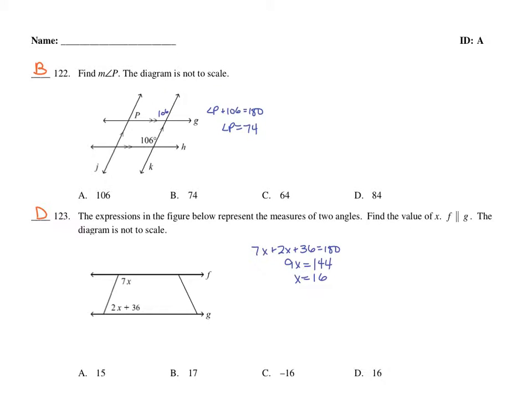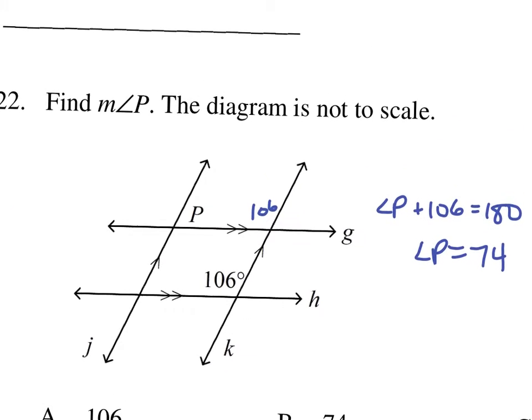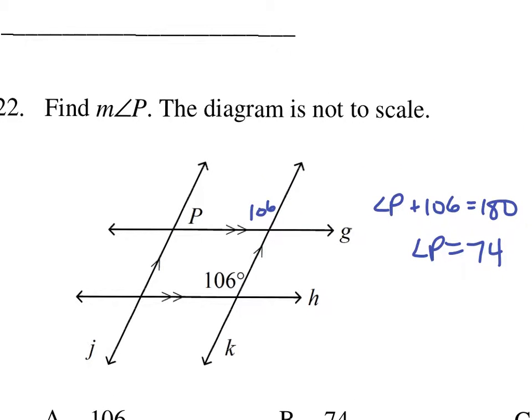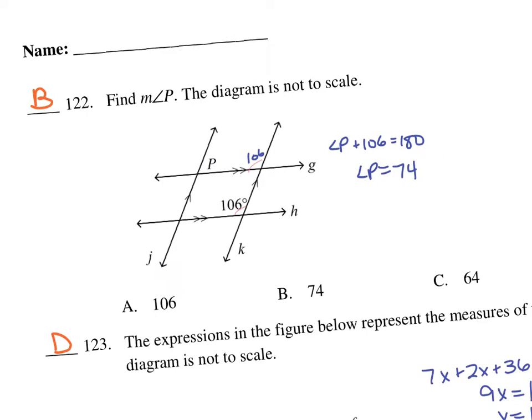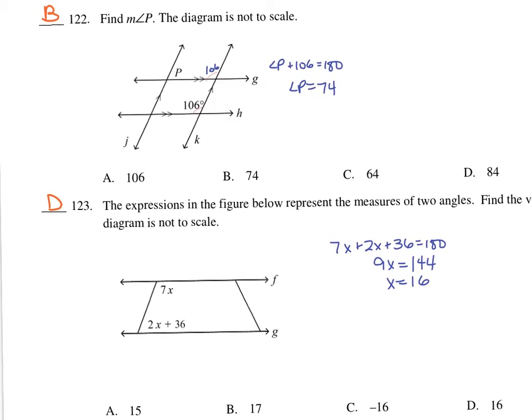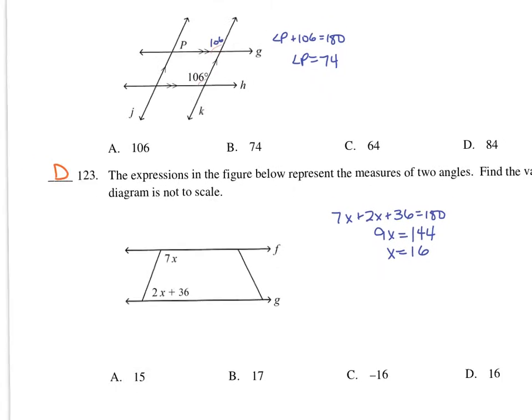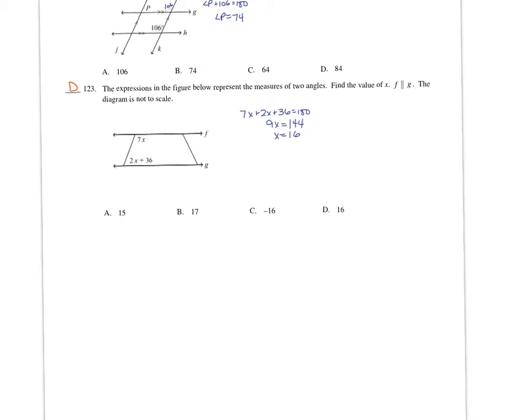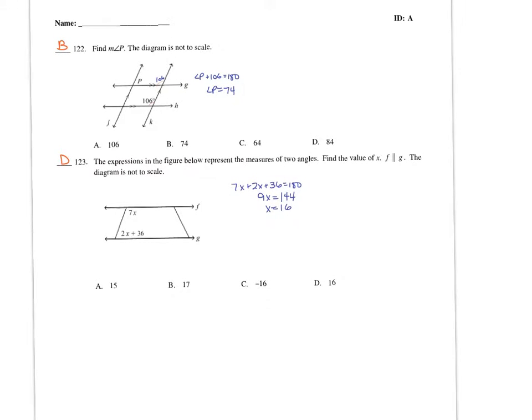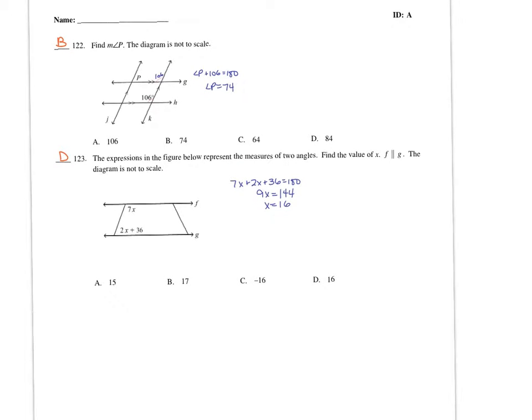Okay, 122. Now you've got two pairs of parallel lines, so that 106 would be the same as this angle at the top. This angle here would match this angle here. And then angle P and that 106 are same side interior, consecutive interior, so they're supplementary. 123, those are same side interior. Add them up and set them equal to 180, and you get x equals 16. Questions on those?